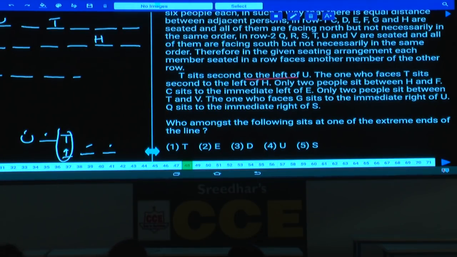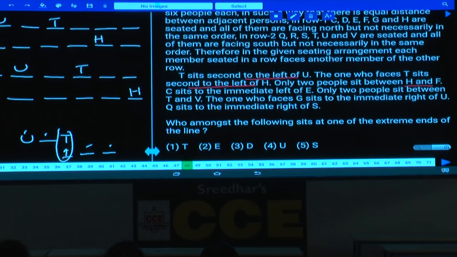Now in the second possibility, tell me what is the second possibility here? Now in the second possibility, U is at the second place. If U is at the second place, T will be here. Then H will be at this corner. Done with this? As of now, we have 2 possibilities. And the one who is facing T sits second to the left of H.